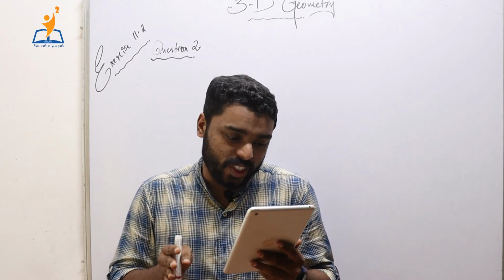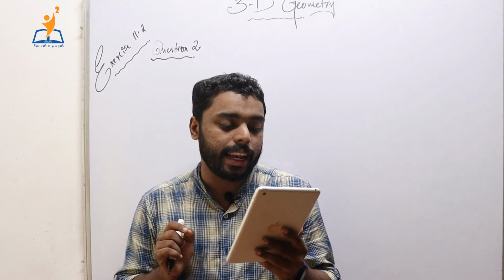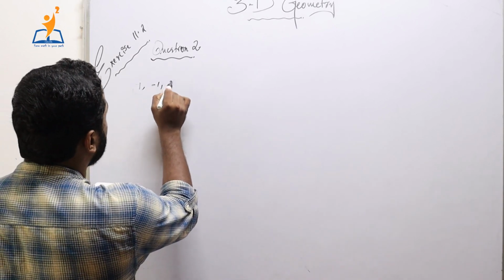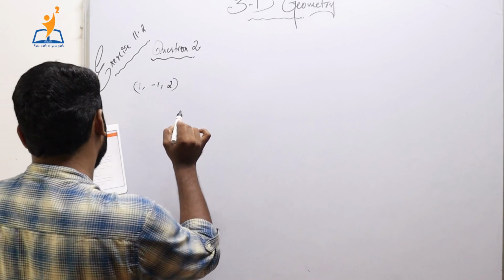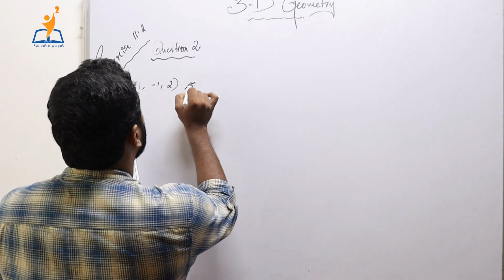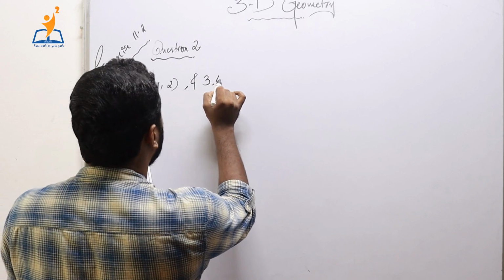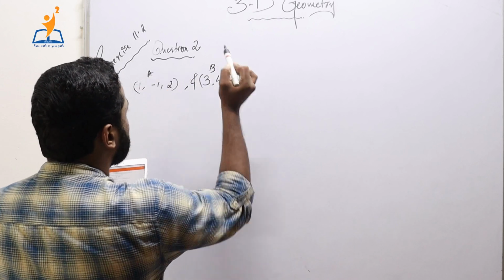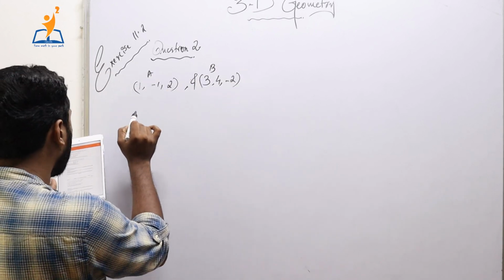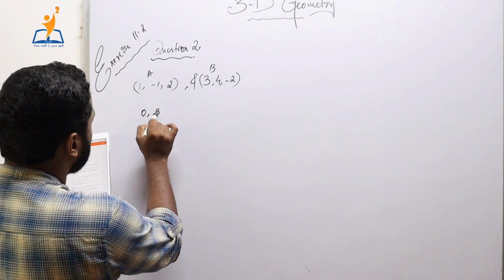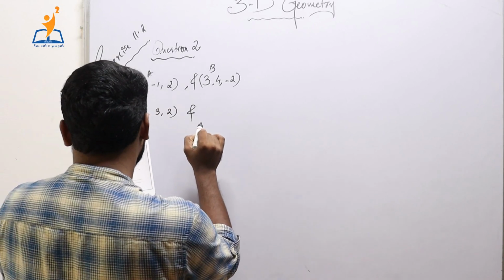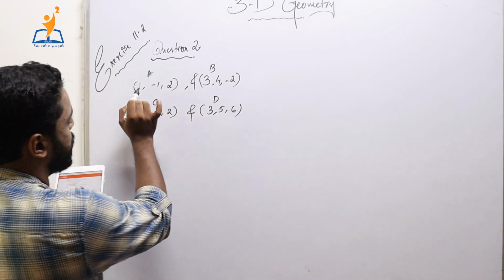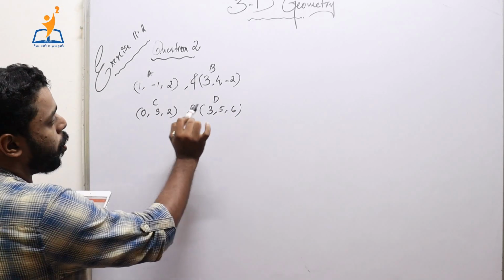Now coming to question number 2. Show that the line through the points (1, -1, 2) and (3, 4, -2) is perpendicular to the line through the points (0, 3, 2) and (3, 5, 6). We shall name this as C and D. So this is the point A, this is the point B, this is the point C, and this is the point D.